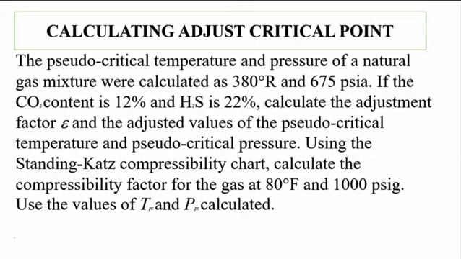Now, calculating the adjusted critical points. The pseudo-critical temperature and pressure of a natural gas mixture were calculated as 380 degrees Fahrenheit and 675 psi. A. If the CO2 content is 12% and the H2S is 22%, calculate the adjustment factor and the adjusted values of the pseudo-critical temperature and the pseudo-critical pressure.